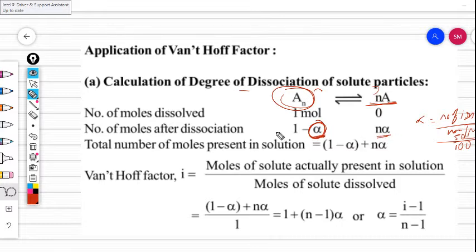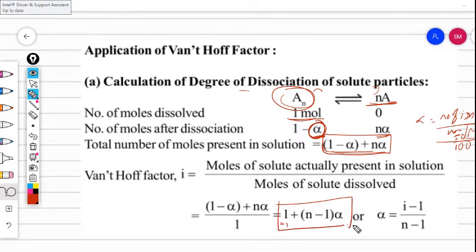Okay, so the total number of moles present will be 1 minus alpha plus n alpha. So what is the van 't Hoff factor? It is the moles of solute actually present divided by the moles of solute dissolved. You have taken 1 mole, but after dissociation you have 1 minus alpha plus n alpha moles. If you simplify, it is 1 plus (n minus 1) alpha.